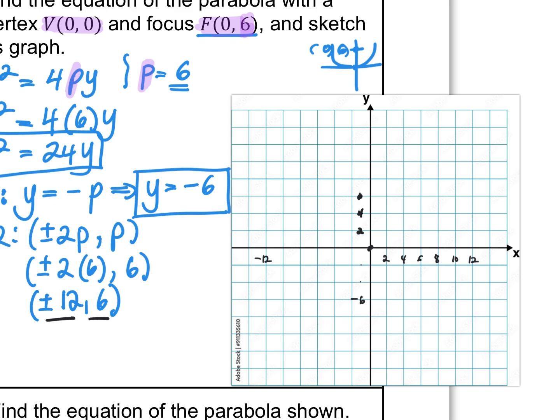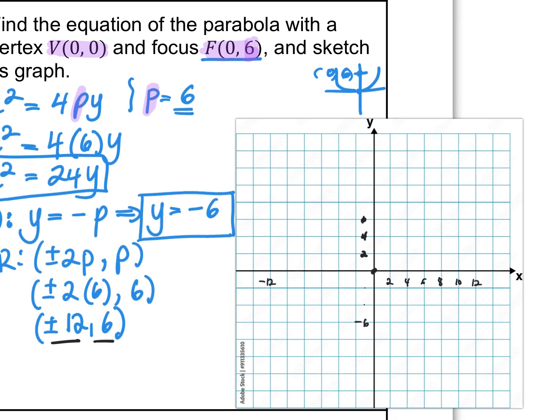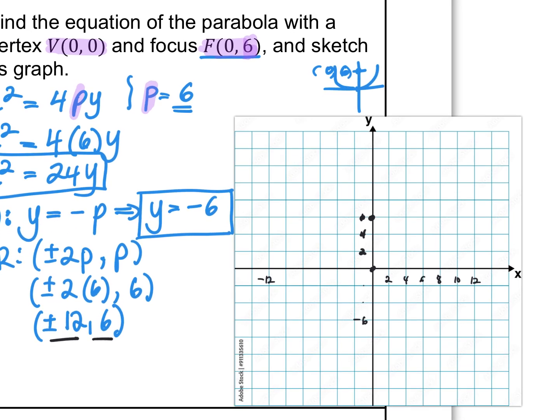So let's plot our focus at (0, 6). Okay, remember (0, 6), 2, 4, 6. So this is going to be our focus. That's going to be our focus, F (0, 6).